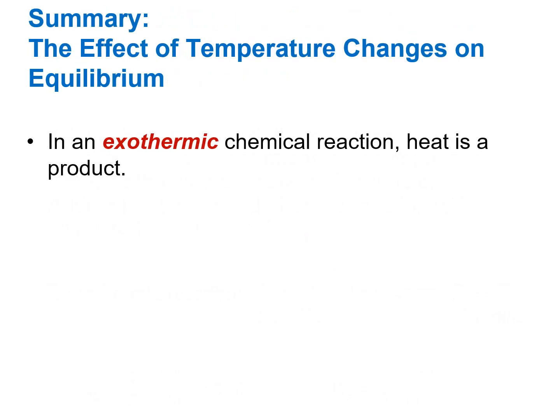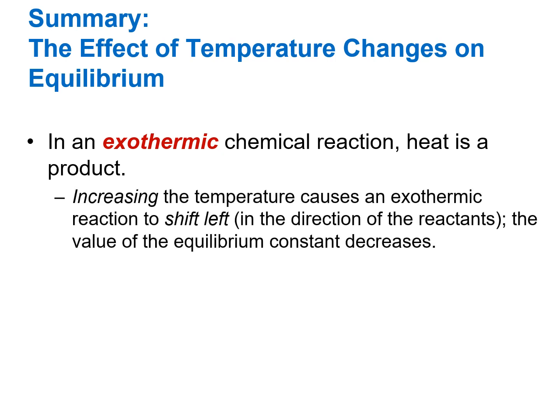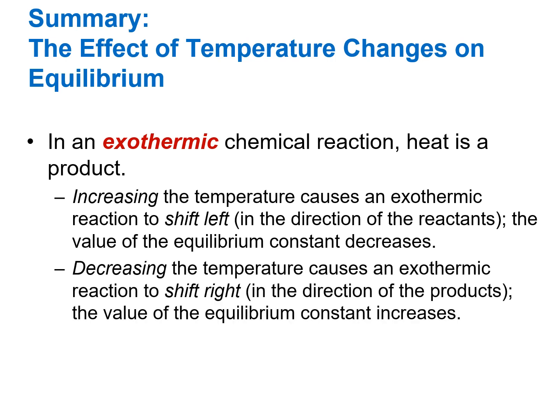So to summarize this concept of tweaking the temperature and its effect on equilibrium, in an exothermic reaction, we're going to think of heat as part of the products. If we increase the temperature, that's going to cause this exothermic reaction to shift to the left, because remember, heat is a product, it's going to be on the right. As a result of this shift to the left, the equilibrium constant is going to decrease. Now, what happens if we decrease the temperature? Well, it's the same thing as pulling out products. That means it is going to create a shift to the right, and we're going to see the value of the equilibrium constant increase as a result of that.